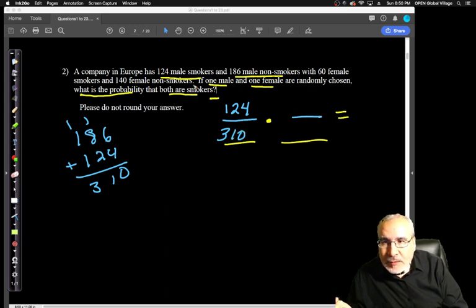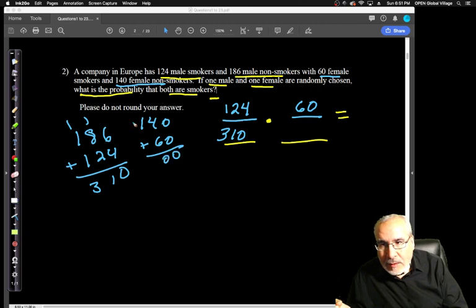Do the same thing for the females. We can just look here. There are 50 female smokers, so we know that number is going to go in the top of the fraction. And there's 140 female non-smokers, so that allows us to get the total number of females: 140 plus 60, gives us 200. And now we just need to multiply these two.